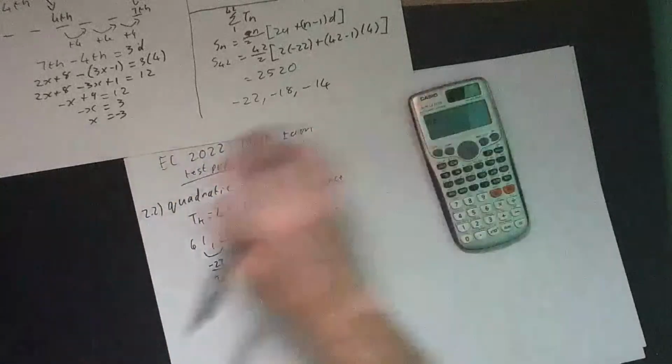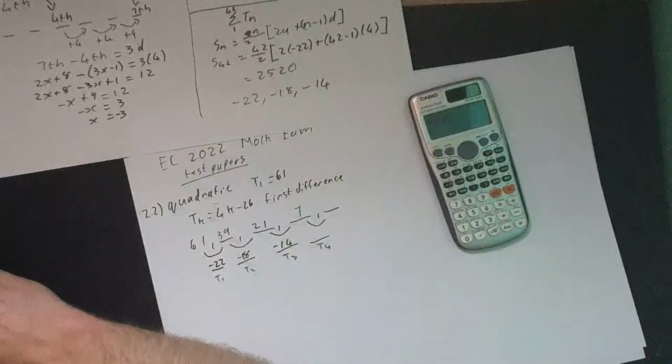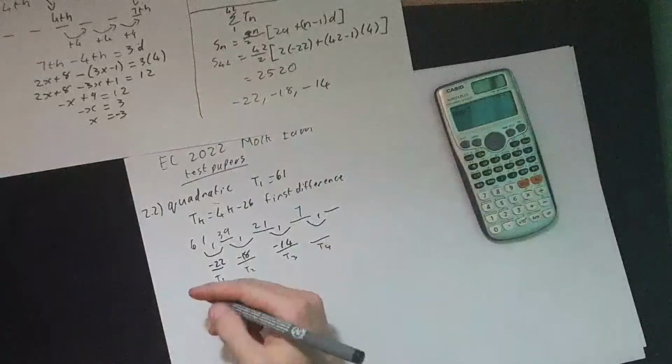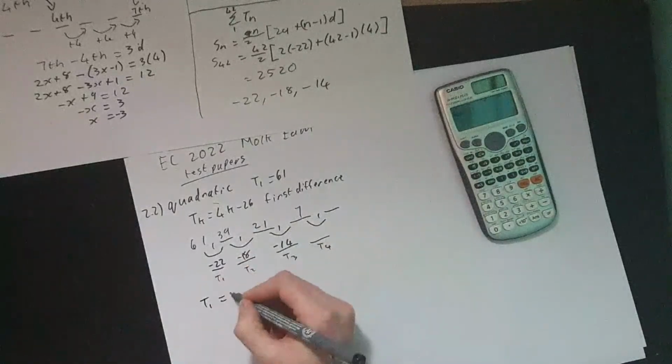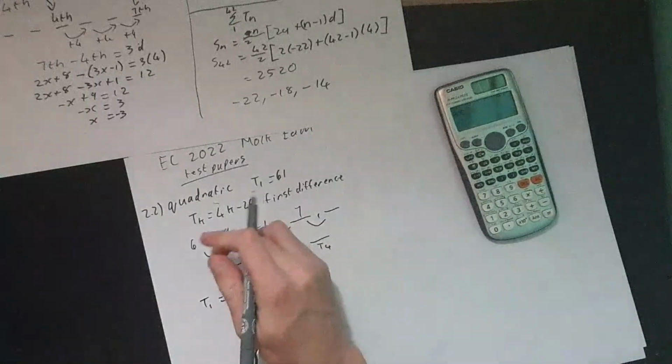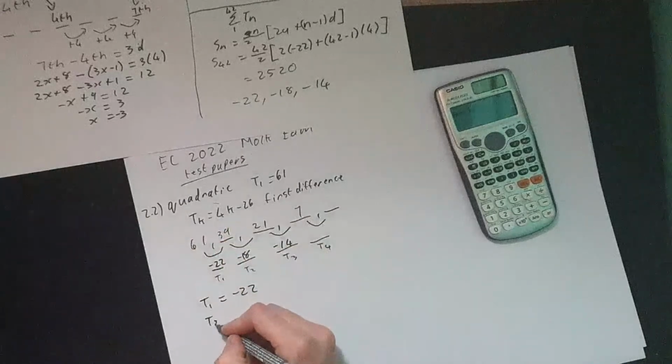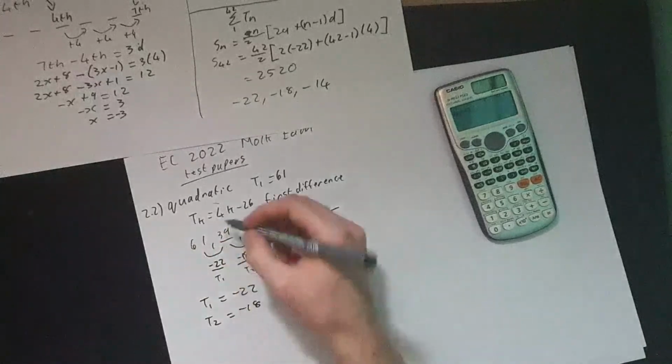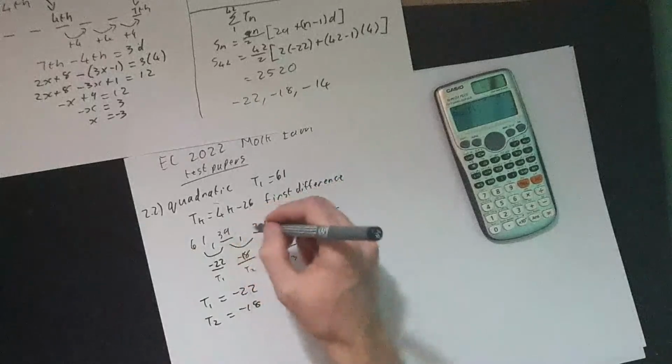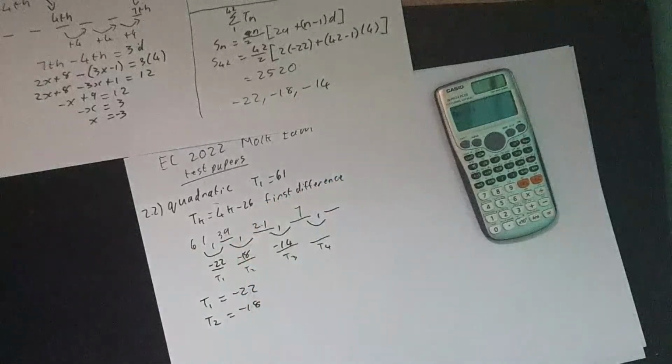Then it says write down the second and third term of the quadratic number pattern. There we go, we've done it. We found that T1 equals minus 22, so then we minus that off. We found T2 equals minus 18, and we minus that off over there. So we found the second and the third term in the quadratic number pattern.